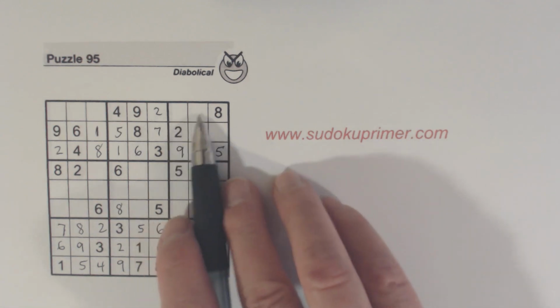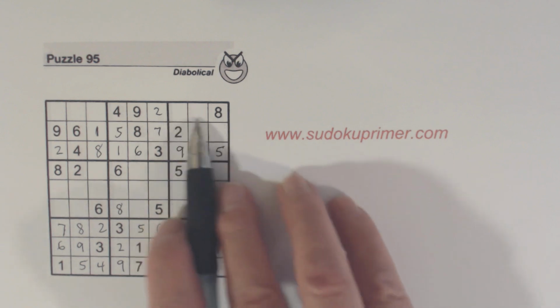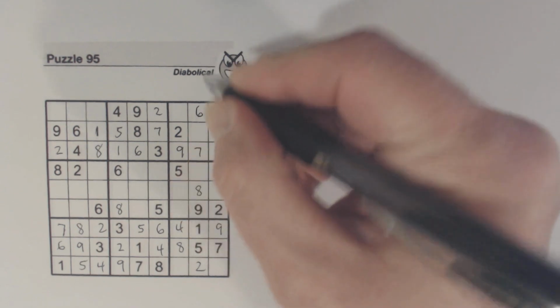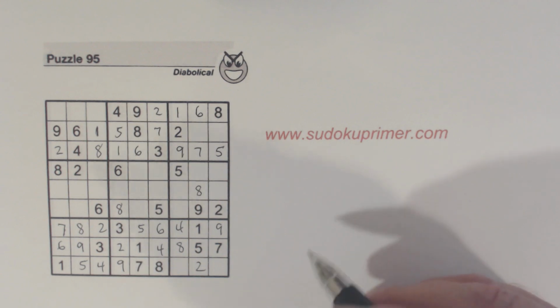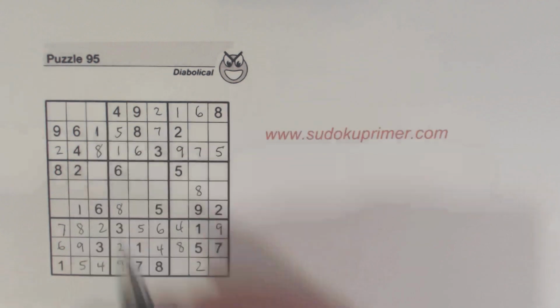And then we went up to box 3. We know these are 3, 4 twins, and these are 1 and 6, the only 2 numbers left over in that box, so we filled those in. Alright, then we went over and put a 1 in box 4.